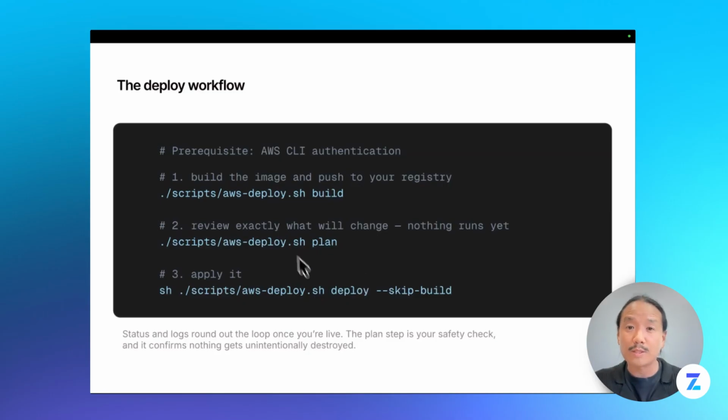Beyond the core loop of things, status shows the current state of your deployment, and logs tails the output. Both are useful once you're live.